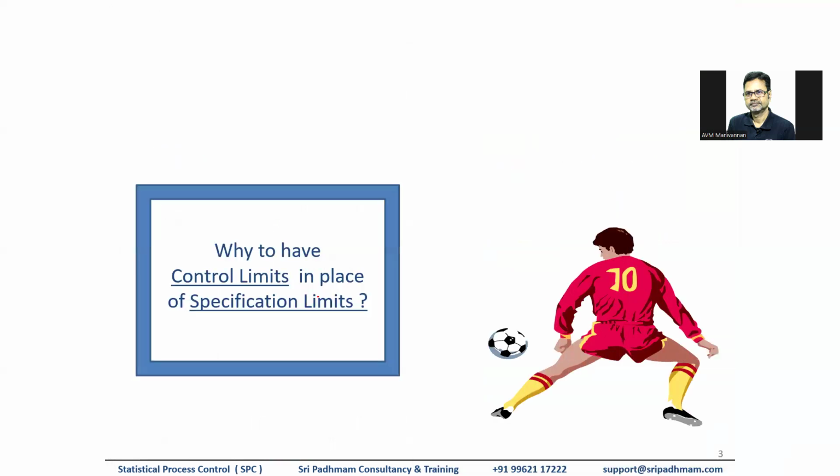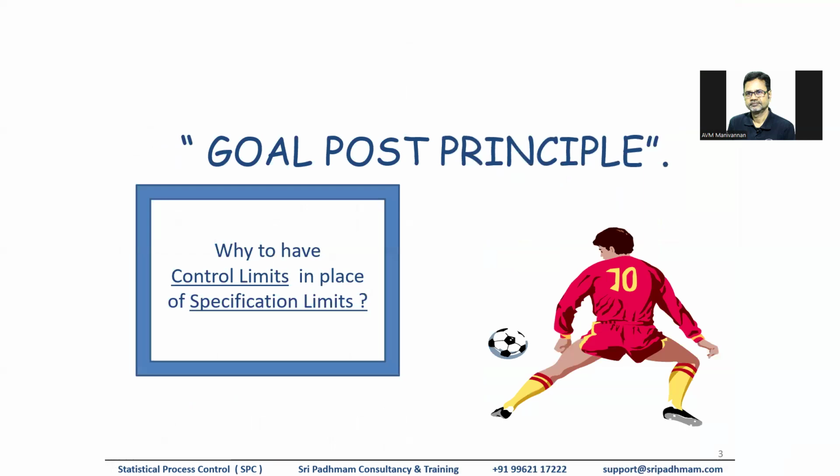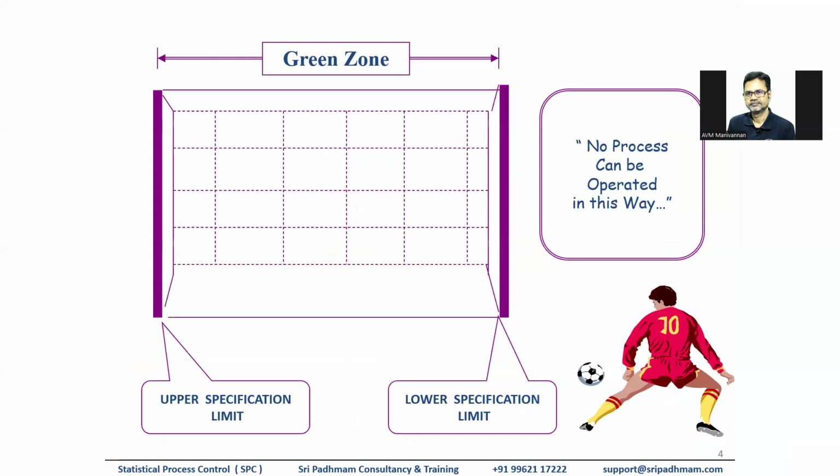But here, what is important is control limits, not spec limits. That is called the goal post principle. What is the goal post principle? Take a typical football. If the ball goes here, is it considered a goal? Yes, sir. If the ball goes here, is it considered a goal? If the ball touches here and then goes inside, is it considered a goal? Sometimes possible, but sometimes not. But if it goes inside, it is a goal.